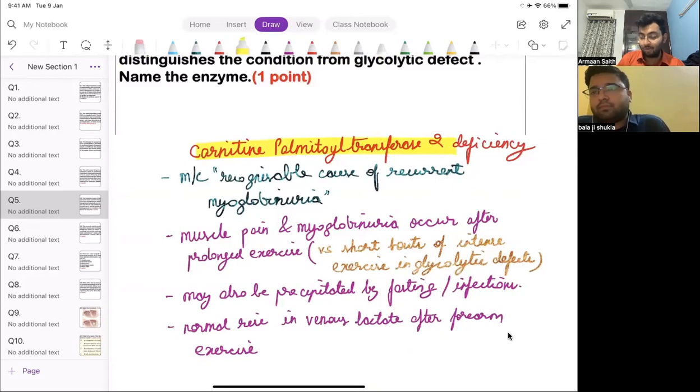Its deficiency is the most recognizable cause of recurrent myoglobinuria. Now, the important points are that the muscle pain and myoglobinuria occur only after prolonged exercise. If you compare it with the glycolytic defects like McArdle's disease, this occurs after very short bouts of intense exercise. Also, it may be precipitated by fasting and infections, which is not seen in the other forms of glycolytic defects. And the last differentiating point is that there is a normal rise in venous lactate after forearm exercise in CPT2 deficiency, which is again not seen in glycolytic defects, as lactic acid will not be able to get formed.